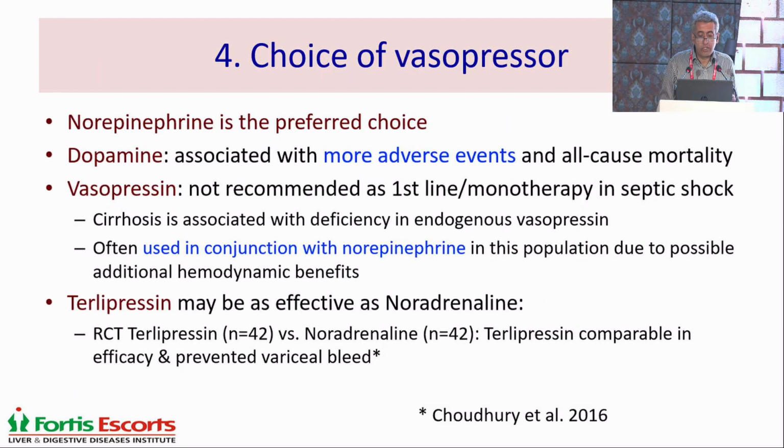The next is the choice of vasopressors. Noradrenaline is the preferred choice. Dopamine has higher adverse effects and all-cause mortality. Vasopressin, while it's not the first line of therapy, is often used in conjunction because of additional hemodynamic effects. There is a study which was done in 2016 by Chaudhary, which showed that terlipressin may be as effective as noradrenaline, and it had the additional benefit of preventing variceal bleed as well.